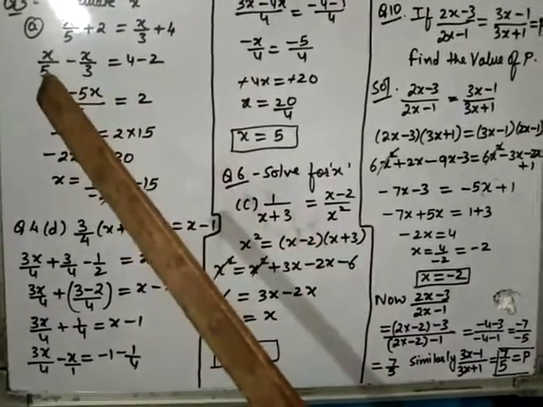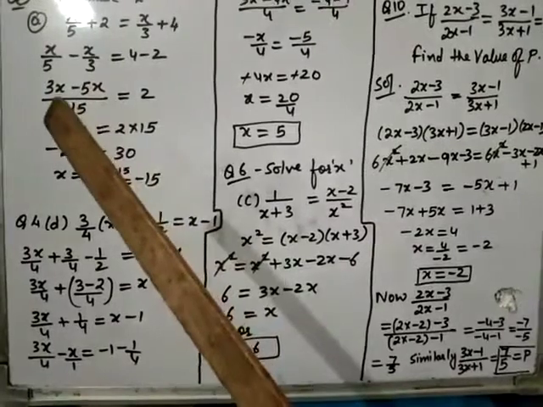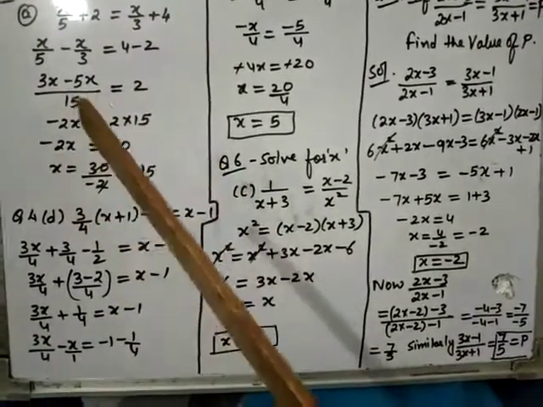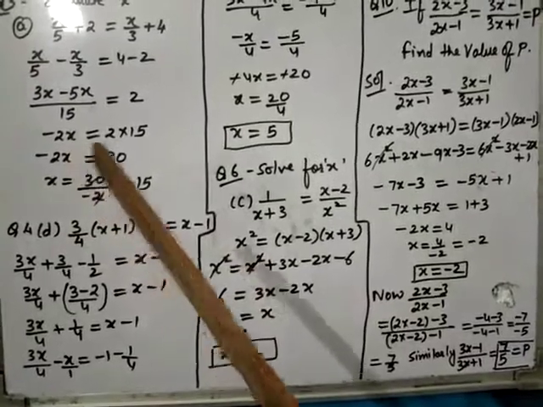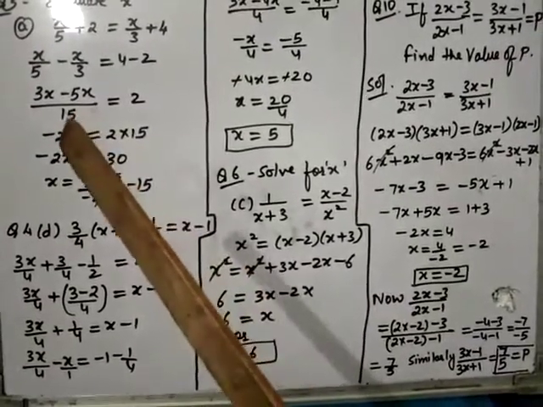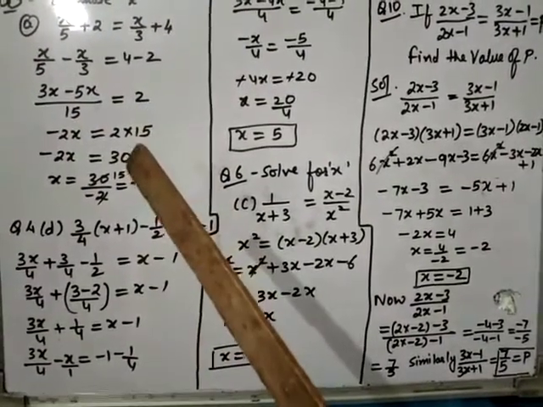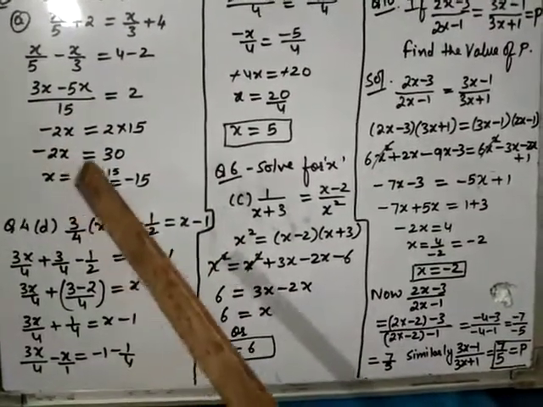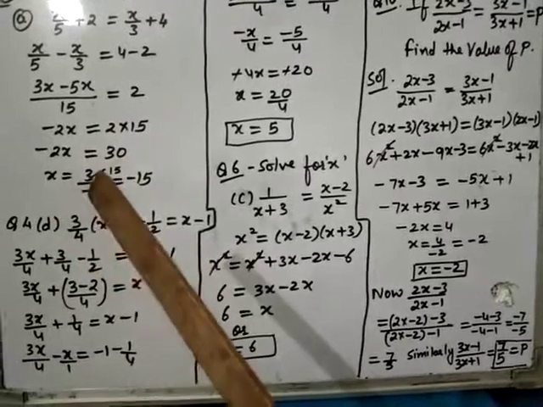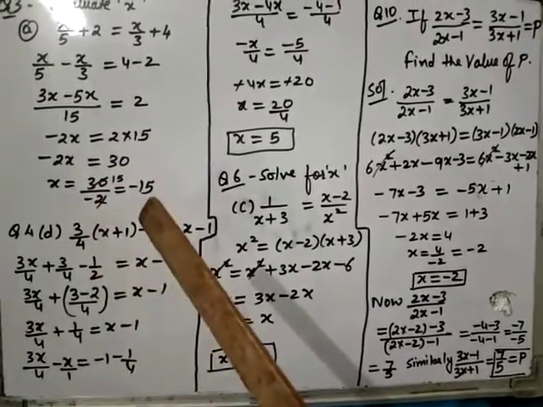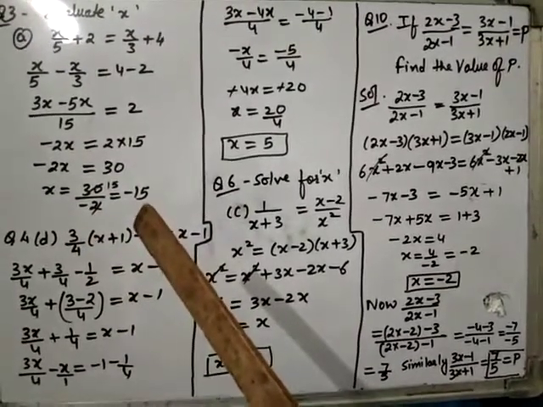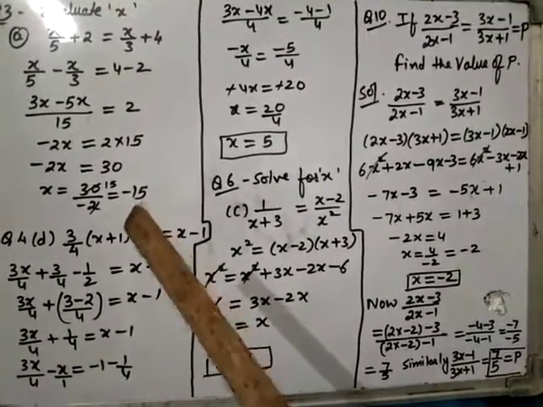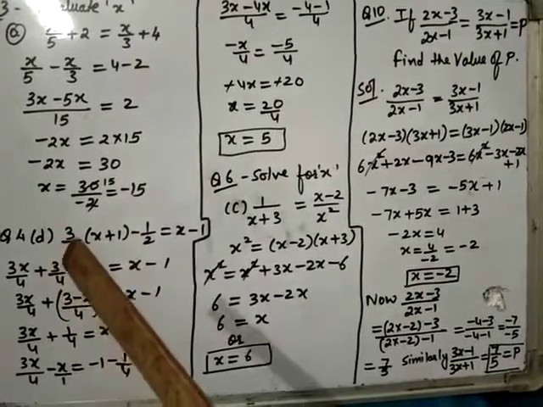Now take out the LCM of 5 and 3 which is 15. 3x minus 5x equal to 4 minus 2 is 2. 3x minus 5x is minus 2x equal to 2 into 15. This 15 multiplies with this 2. Minus 2x equal to 30. X is equal to 30 divided by minus 2 which is equal to minus 15. So the value of x is minus 15. Clear? Now next question.